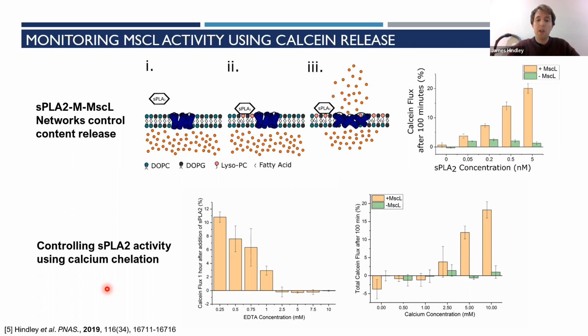And then we went on to confirm that we can actually chelate calcium and control the activity of the enzyme. Here we show that as we increase EDTA above, once we have an excess, we completely turn off enzyme activity, and we can show this because we completely stop calcium flux. And then if we add an excess again of calcium, we can reactivate this system. And again, we show stronger reactivation as we have a larger excess of calcium.